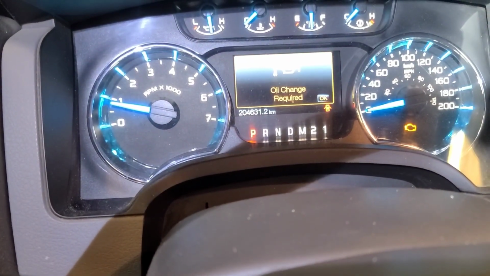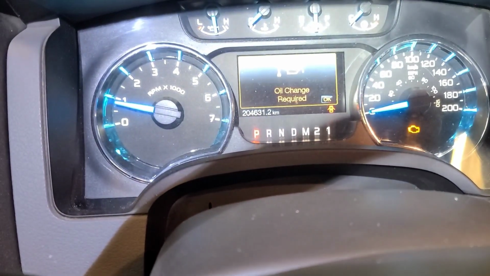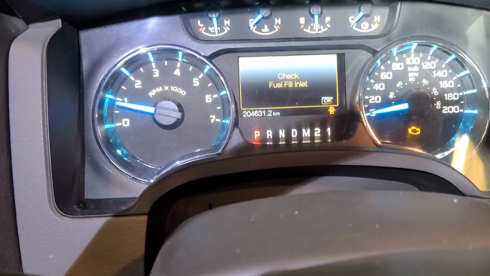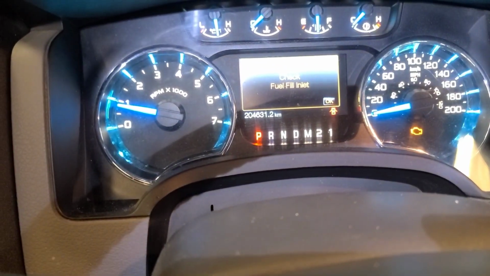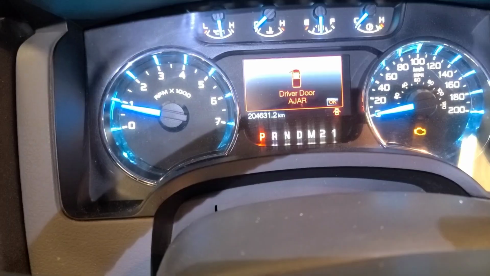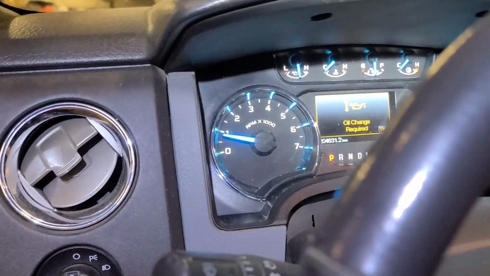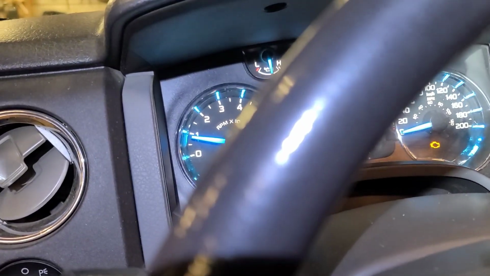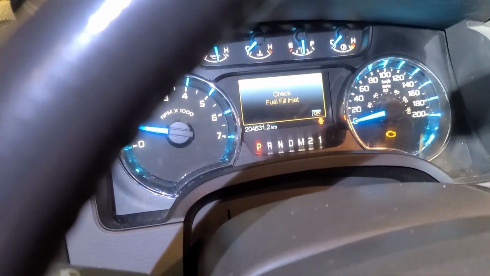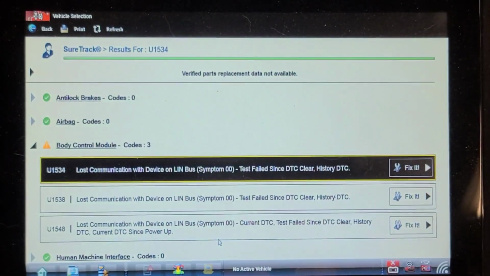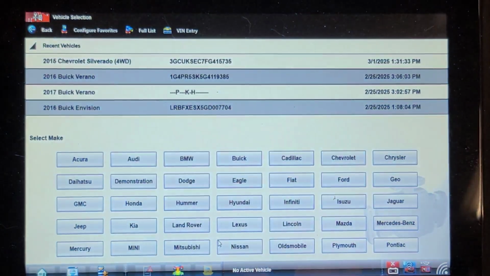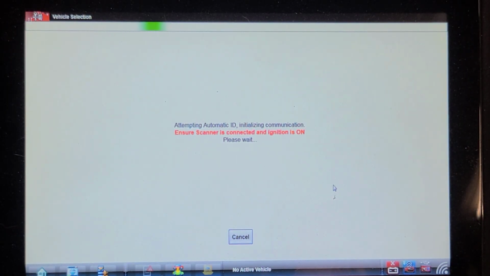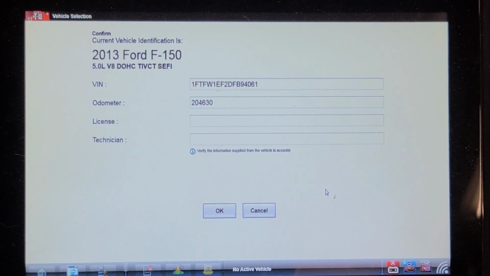I haven't road tested it. I did start it cold and I noticed a misfire on a cold start and a significant amount of bluish white smoke. This is gas, so it's probably got valve seal issues or something like that. It's got 204,000 kilometers on it. So this is a new vehicle record. I don't think I've worked on this truck before, or at least not recently anyways, but we'll find out.